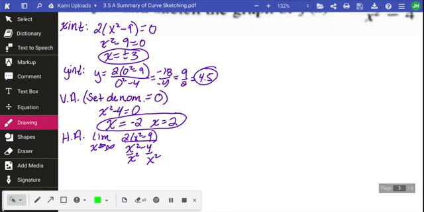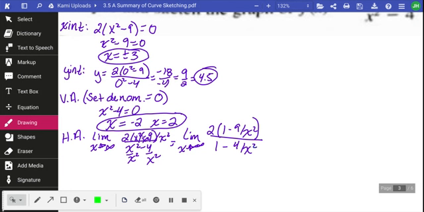You can or cannot distribute that 2 through. That's kind of up to you. It doesn't affect the power of things. I'm going to squeeze that in there, x squared, x squared. And so I'm left with the limit as x approaches infinity of 2 times 1 minus 9 over x squared, over 1 minus 4 over x squared.